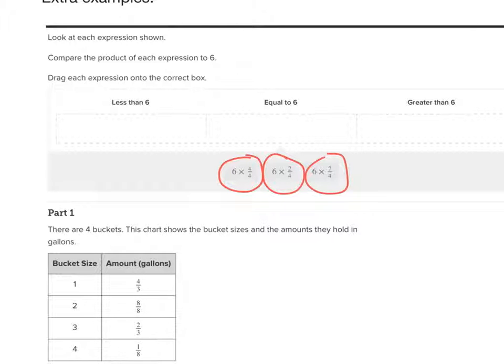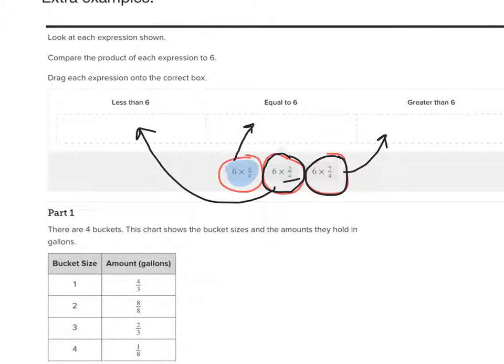So, 6 times 4/4. I'm looking at the first one. 6 times 4/4, that will stay the same. That will be equal to 6 because 4/4 is equal to 1. And 6 times 1 is 6. Okay, 6 times 2/4. 2/4 is less than 1 whole. That means that 6 is going to get smaller. And the last one, 6 times 7/4. 7/4 is more than 1 whole, so that's going to go there.